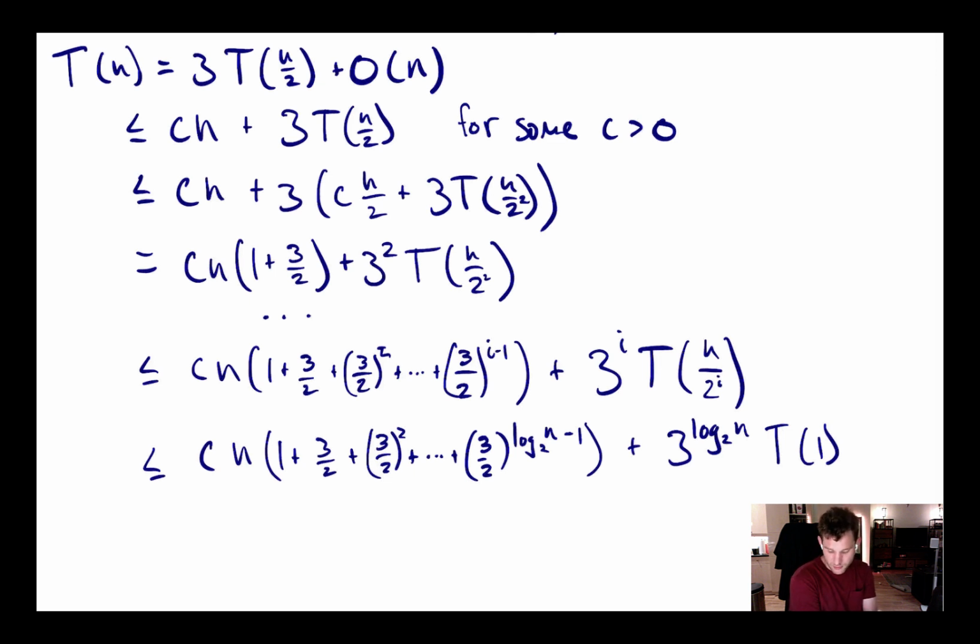Okay, and again, what should I plug in here for i? What I want is to get this thing down to be 1, right? I can just assume that n is a power of 2. And what I can plug in there is i is equal to log base 2 of n. So I just plug in i is equal to log base 2 of n, and this is the expression that I'm left with.